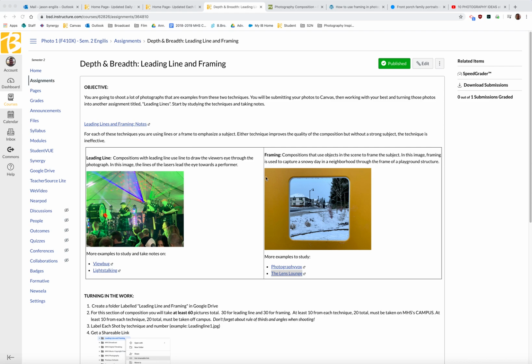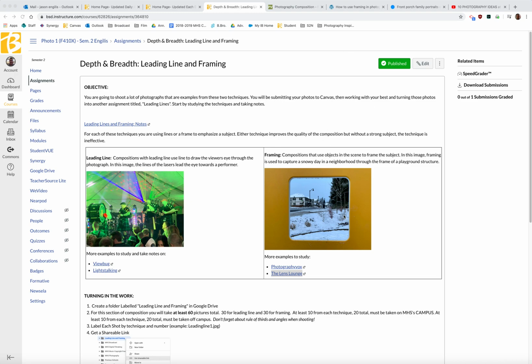Okay, for the framing series, there's going to be 30 pictures using the technique of framing. And the number one thing, there's actually two really good tips I think that I want to share first before I go into detail. Number one, when you're framing, you're trying to frame a subject. So start with a really strong subject.